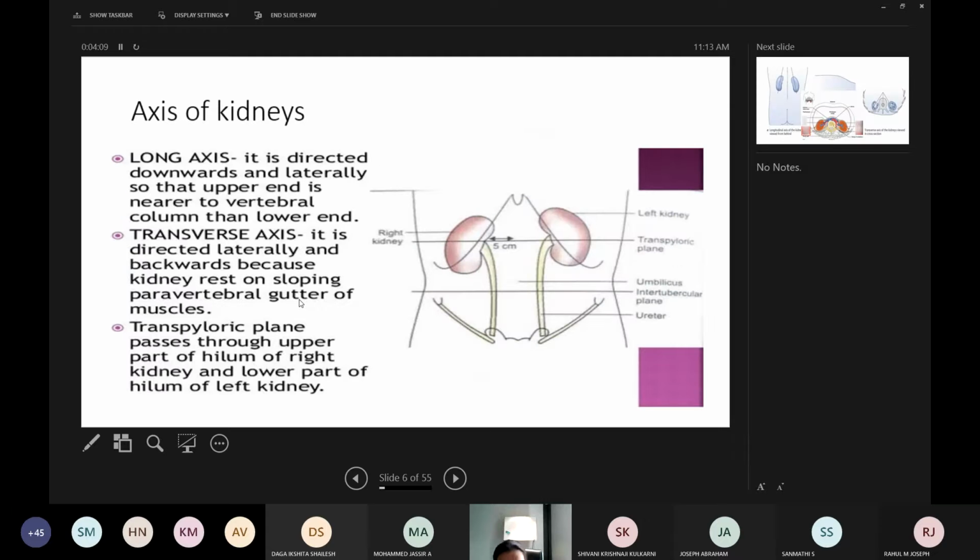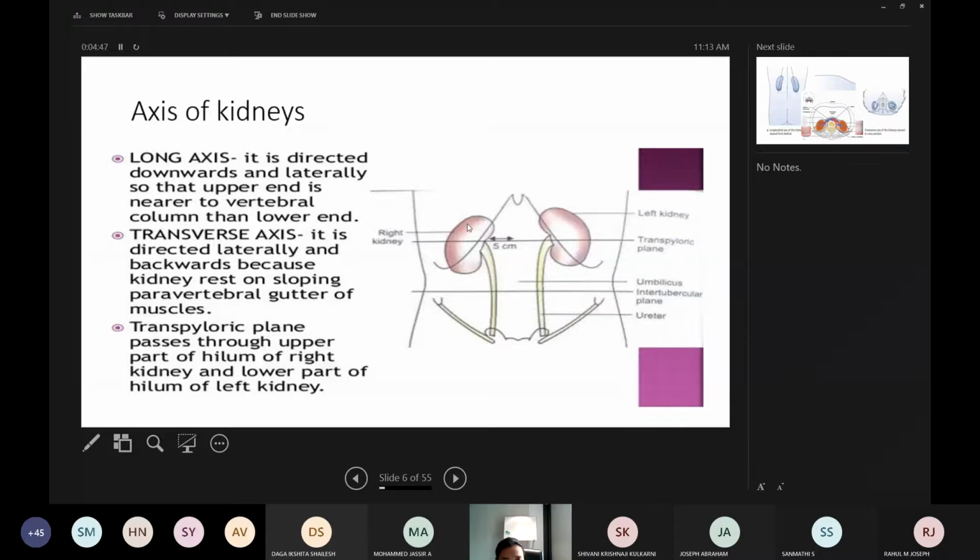Axis of the kidney. The kidneys are not oriented in a straight vertical line. They are oriented obliquely. The long axis of the kidneys is oblique. It is directed downwards and laterally, so that the upper poles of the kidneys are nearer to the midline than the lower poles. The lower poles are away from the midline. The distance between the midline and the lower poles is more compared to the upper poles.